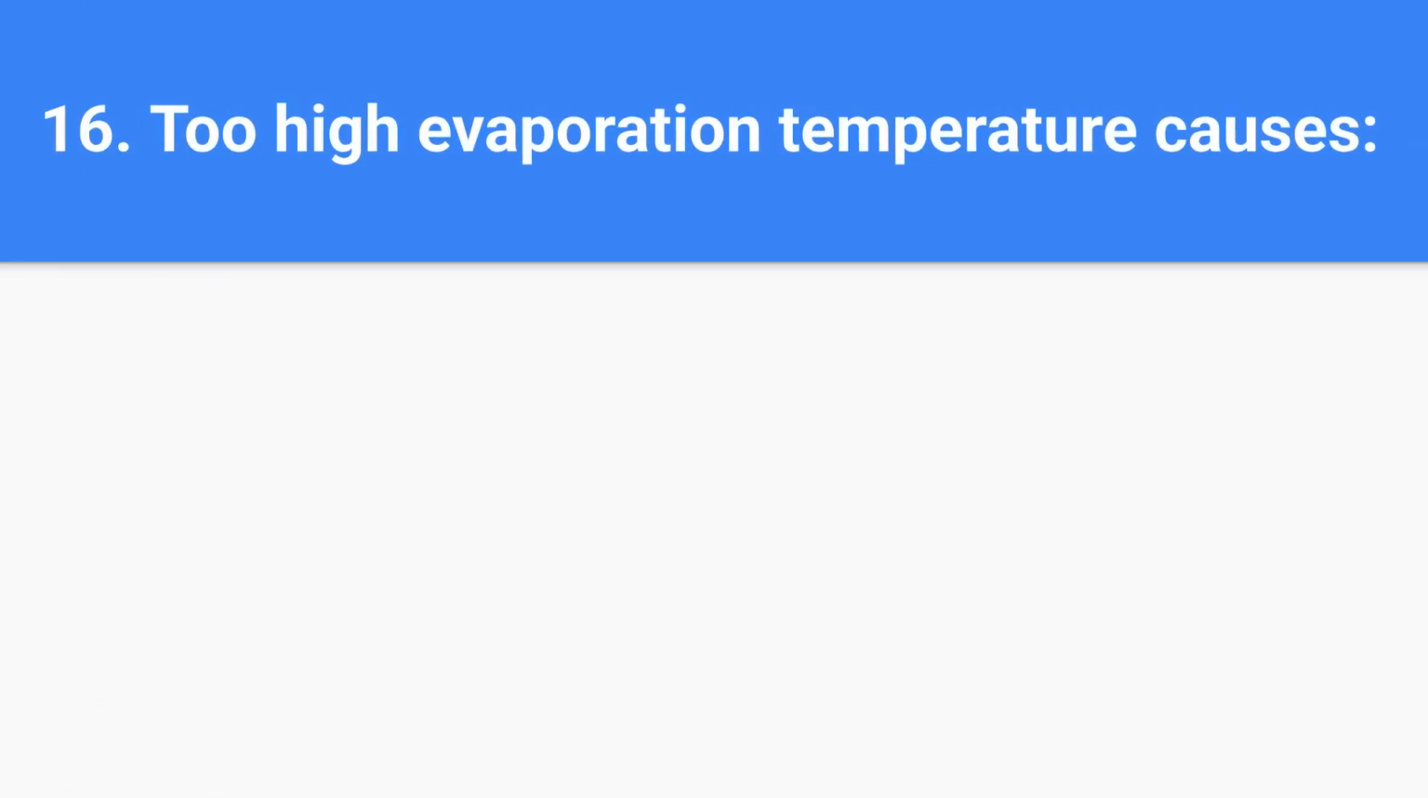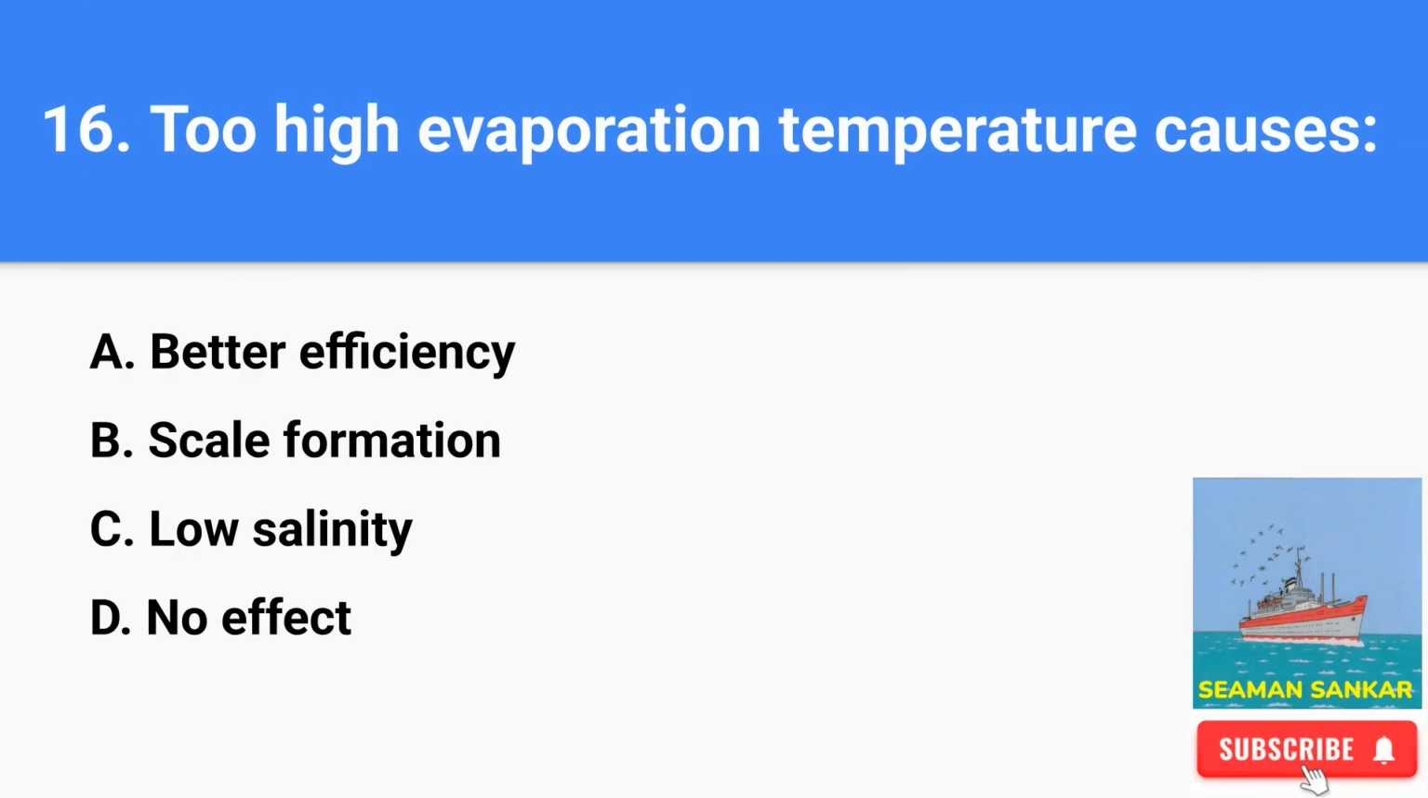Question 16. Too high evaporation temperature causes A. Better efficiency, B. Scale formation, C. Low salinity, D. No effect. The correct answer is B. Scale formation. High temperatures accelerate the precipitation of dissolved minerals, leading to scale buildup on the heating surfaces.